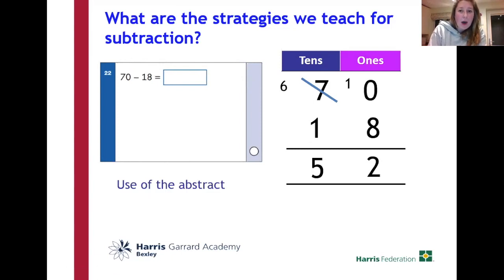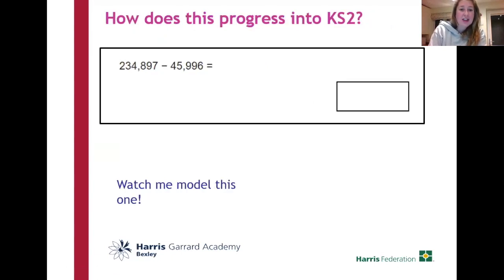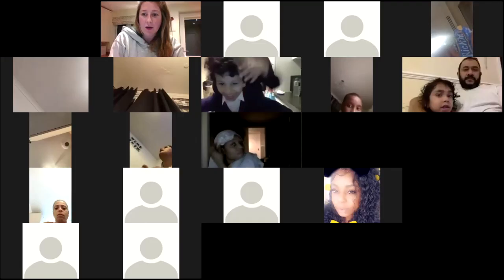Okay, so what strategies do we teach for subtraction further up? Now I'm going to have a go at modeling this one, which might be absolutely hilarious. So I'm going to stop sharing my screen, hopefully.